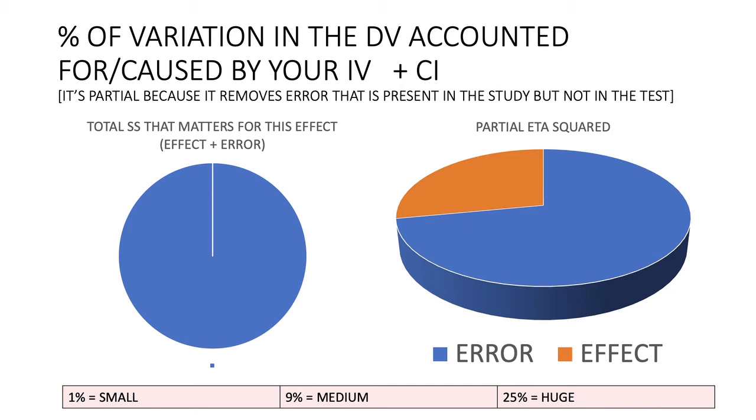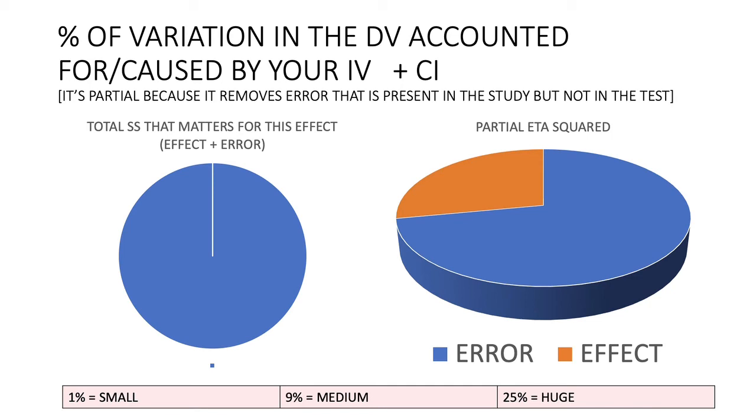Now, additionally, what does it mean, right? Well, it's the percentage of total variation in the data set that's caused by your effect. So it's a percentage measure. It tells you the percent. There's 100% to be accounted for. How much of that 100% did your independent variable account for? How much did your interaction account for? How much did your second independent variable account for?